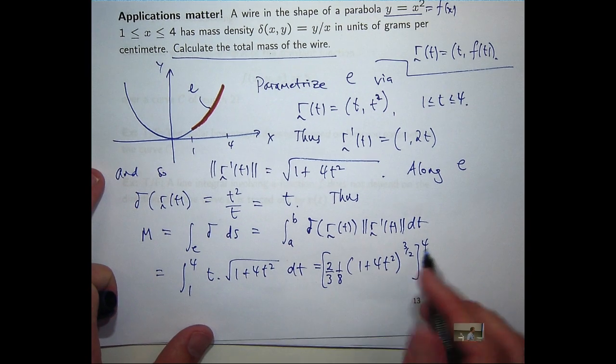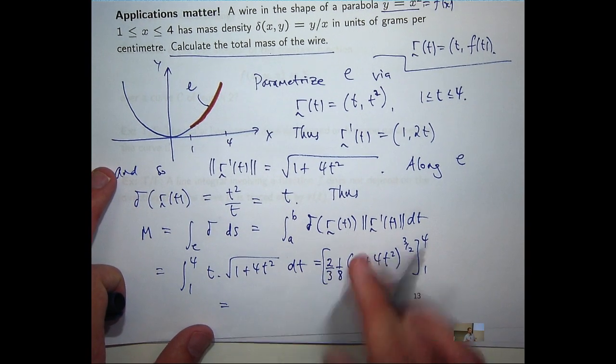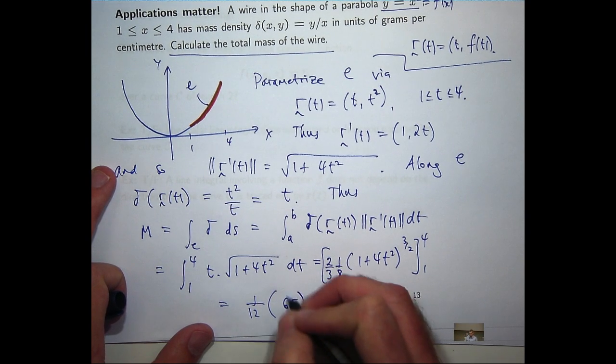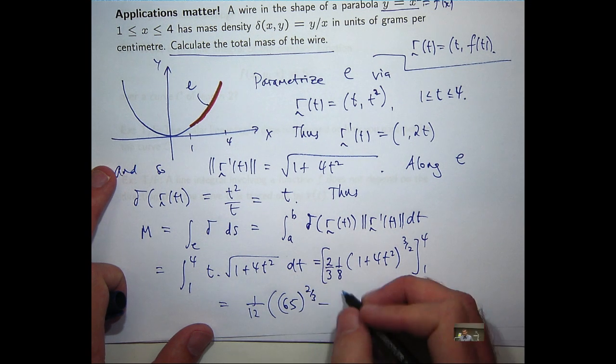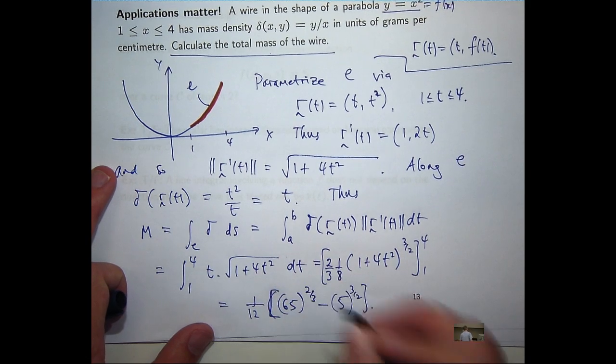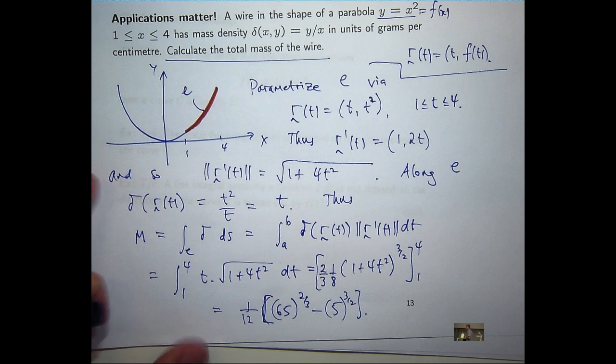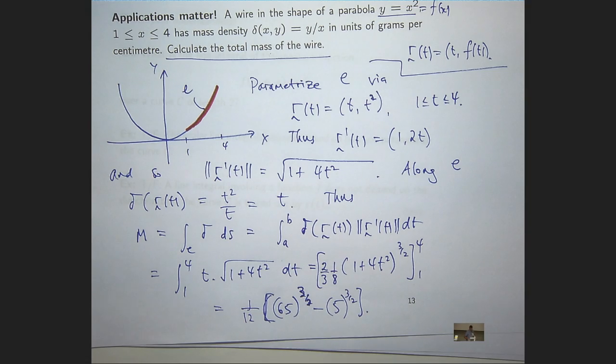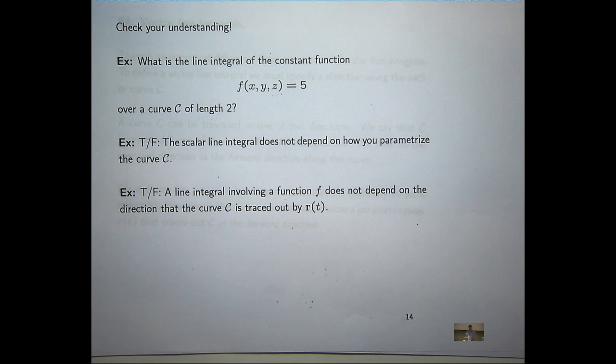So when I put in t equals 4 and t equals 1, and cancel out, I should get the following. This should be 65 to the power 3 on 2. I've shown you how to parameterize a curve in earlier lectures, and here we're using it to apply to some line integral calculation.